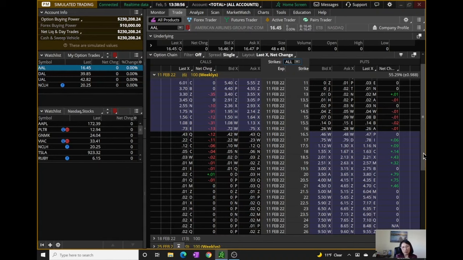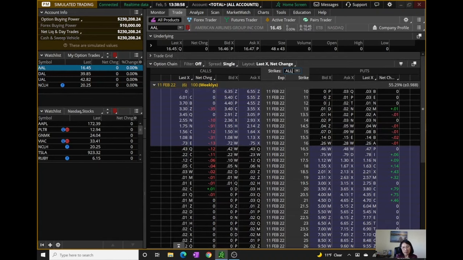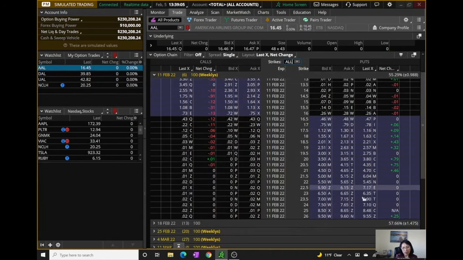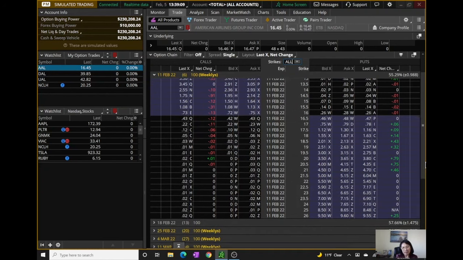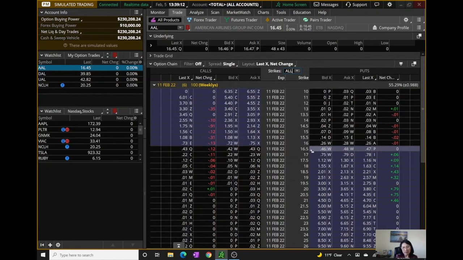Okay, now let's go over to the put side here. The put side is just the opposite. 16.50 strike price and higher, up to 26, is in the money because it's shaded. And then a strike price of 16 and below, down to 10, is out of the money because it's not shaded. That's how you can identify when you choose a strike price whether it's in the money or out of the money.